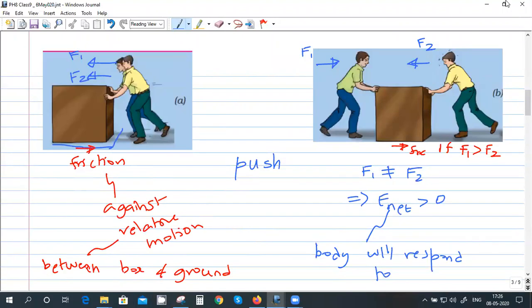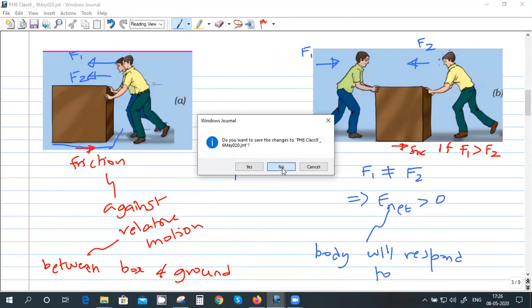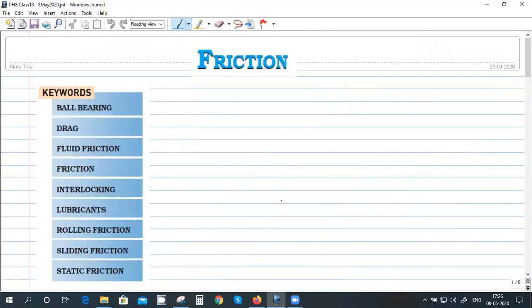So now we'll move to today's topic. We'll do something a little bit different. I'll talk about friction. So what do you understand by friction? It's the contact force that acts between two surfaces when one is in motion and touching the ground. Yeah, so we can say it opposes the direction of relative motion.